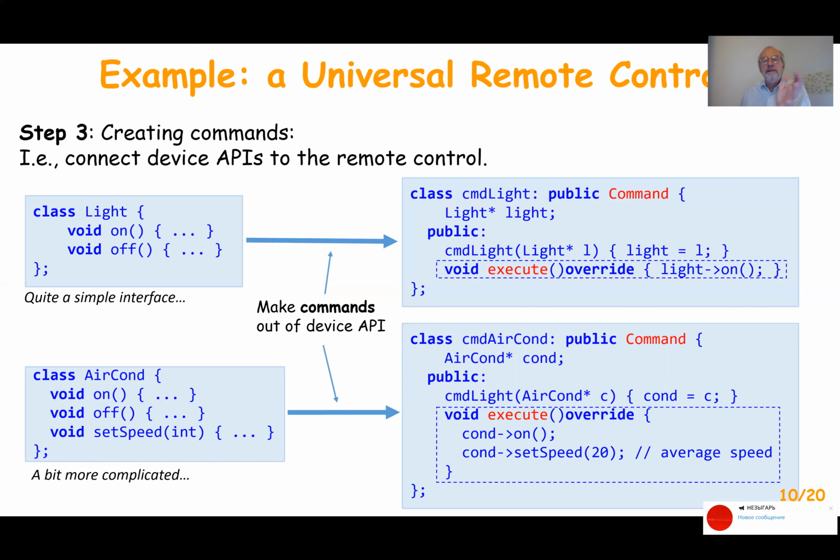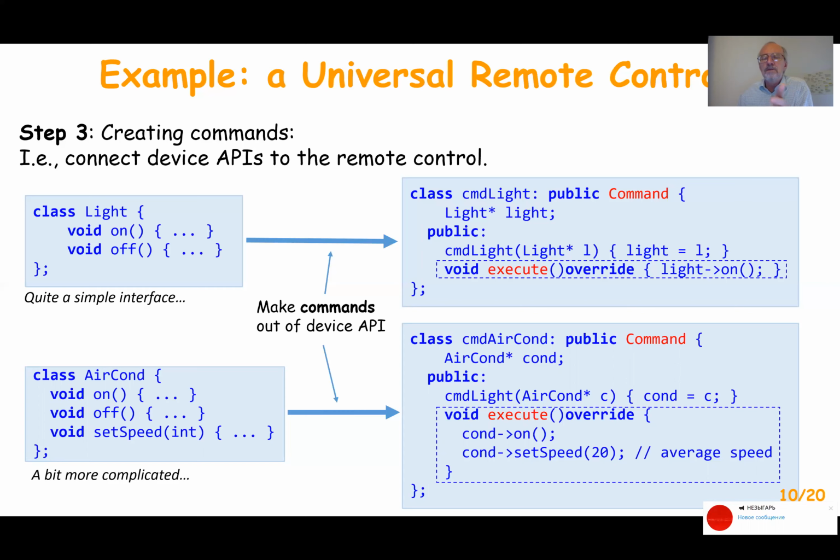Okay, and look at the corresponding command. I did the same thing. I made a command out of the API of air conditioning. Again, this command is also inherited from the command abstract class. It contains the reference to the conditioner itself. It initializes the command using a constructor, and again overrides the execute function. What does it do?